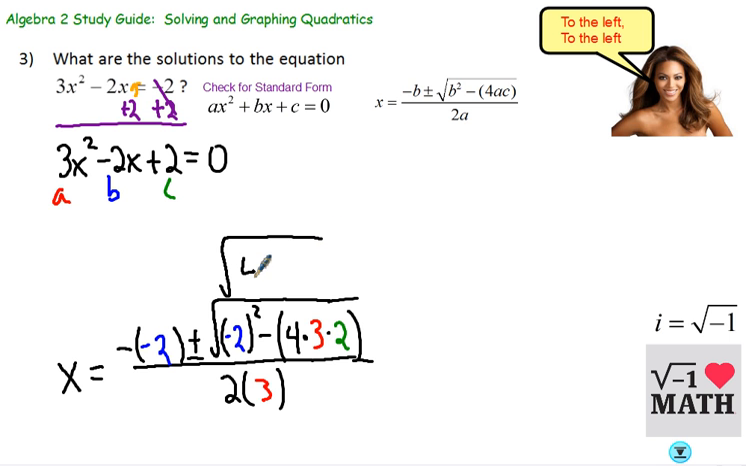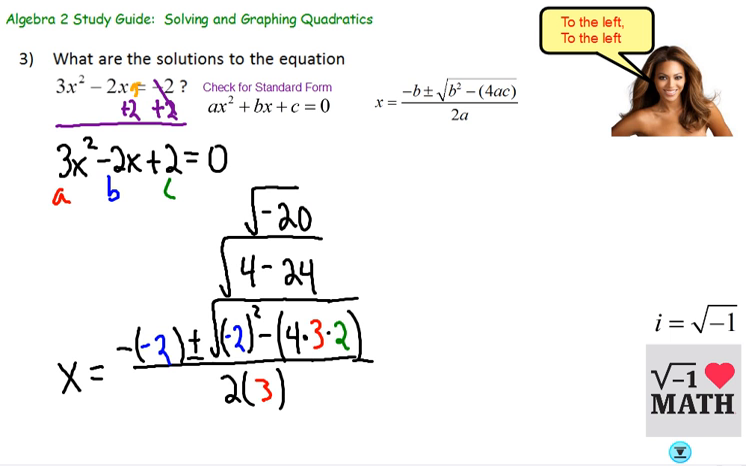Negative 2 squared, which would be 4. 4 times 3, 12. 12 times 2, which would be 24. So 4 minus 24, again, there's more negatives, so that would actually be negative 20. Now, on the last problem, on number 2, this was actually a perfect square. 20, however, is not a perfect square, meaning that if you take the square root of it, it's not going to be a whole number. It actually would be a decimal.